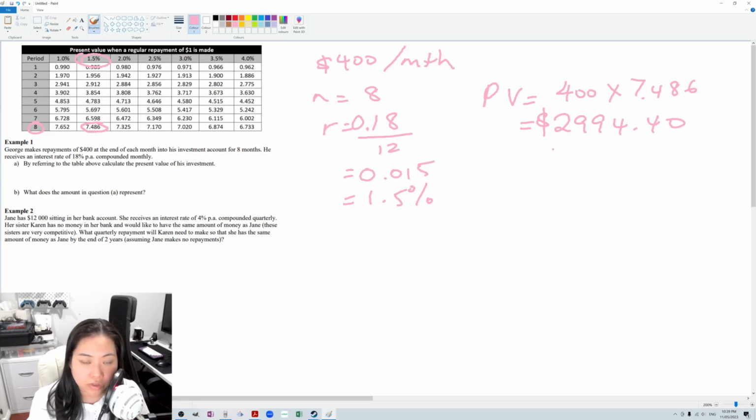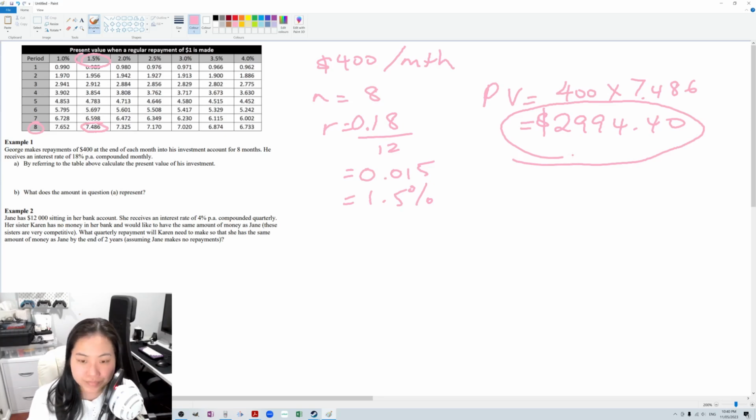account right now to achieve the same result in 8 months with 18% per annum compounded monthly as he would if he put in $400 each month for 8 months for the same amount of interest. All right. Question B asks, what does this amount in question A represent? So now you know. People who are good at English will be better at this than I am. So as long as you explain that in both cases, whether he puts in $400 a month or put in $2,994.40 in his account right now and not touch it, they will arrive at the same future value.